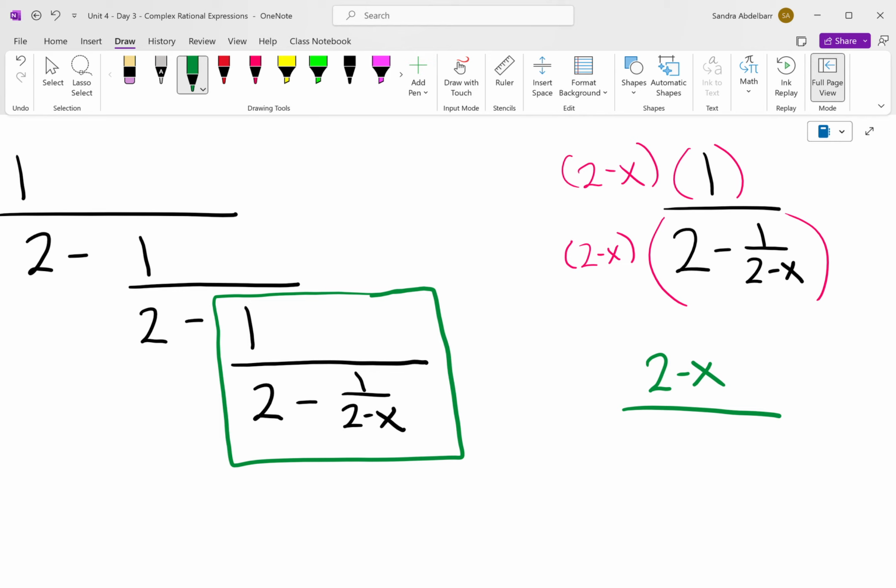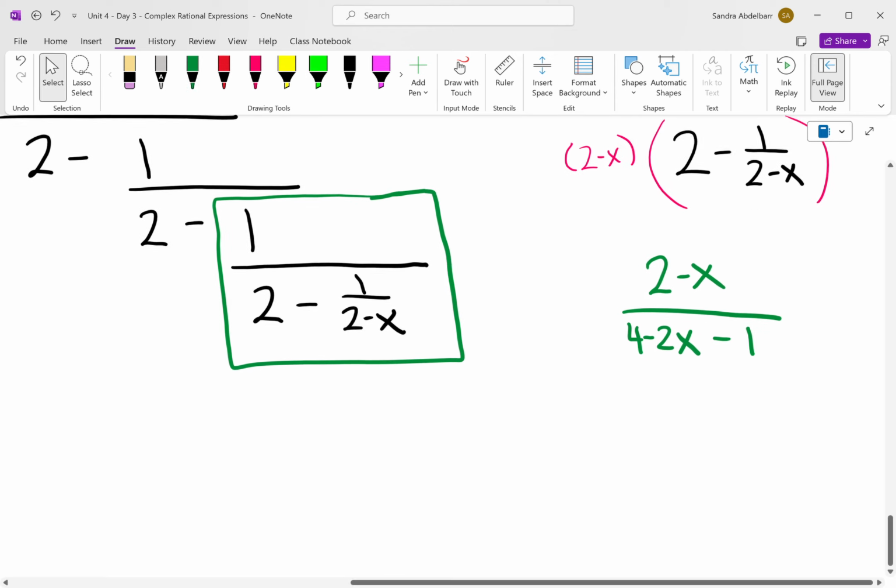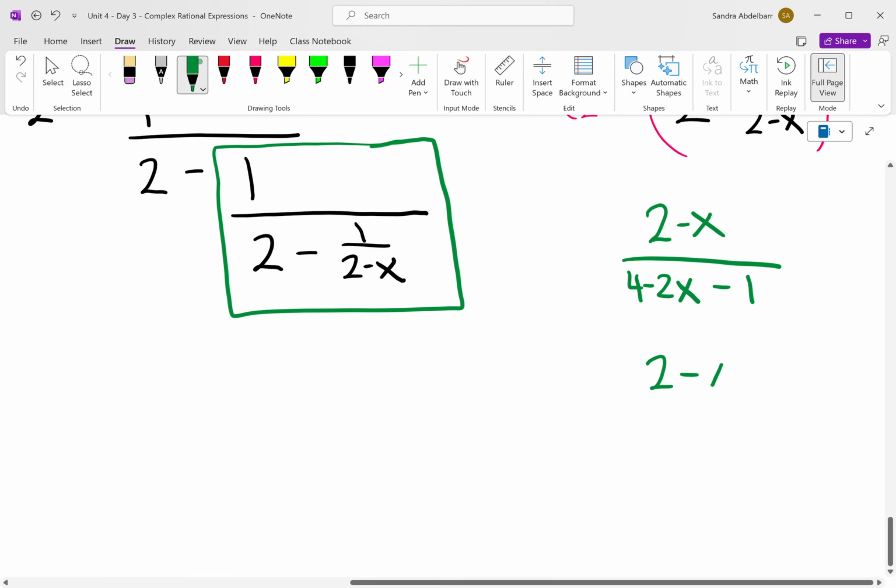And where does that bring us? That brings us to, on top of the fraction bar, 2 minus x. And on the bottom of the fraction bar, isn't this going to first be 2 times 2 minus x? Which I distribute, and that's going to be 4 minus 2x. But then what happens with the 2 minus x's for the second part of this? They cancel, so what am I left with? Just minus 1. Anybody lost with how I got from here to here? Okay, so now let's simplify that.